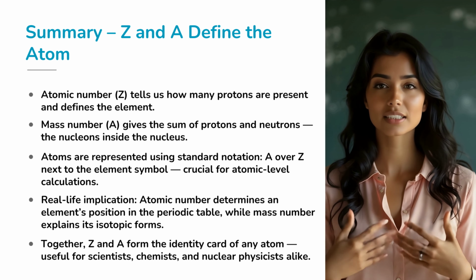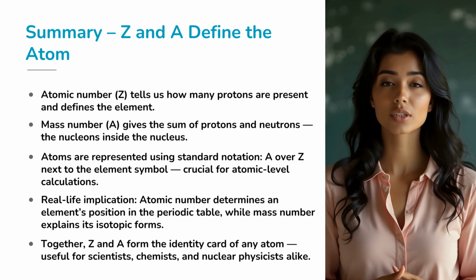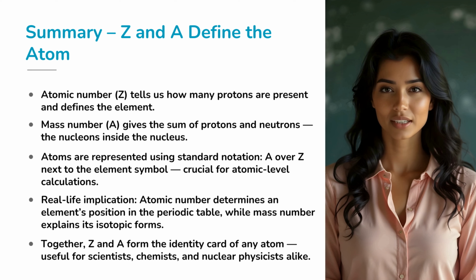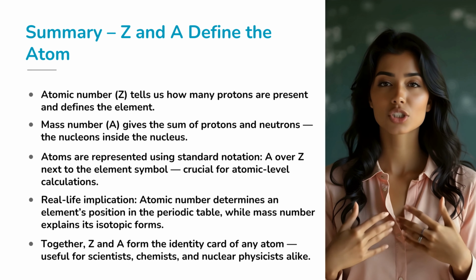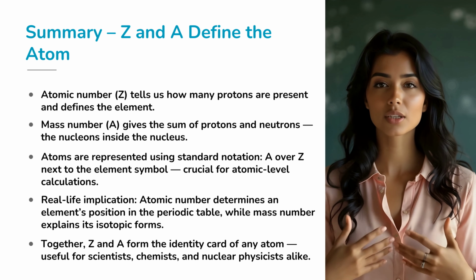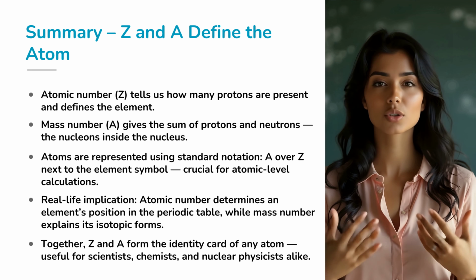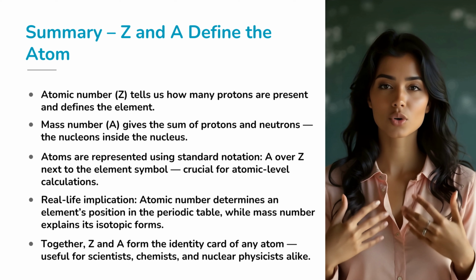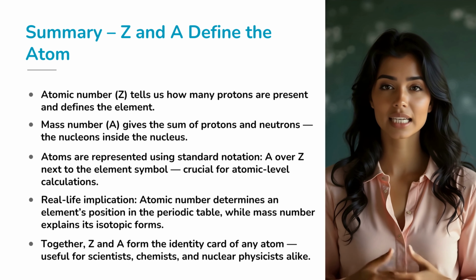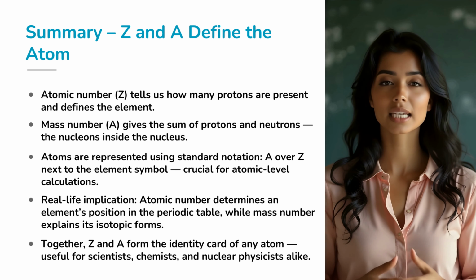There's no switching this. The mass number A is the total number of protons and neutrons. It's what makes the atom heavy. We've also seen how to write this information as atomic notation, with A above and Z below the element symbol. This basic understanding is your entry into the world of atomic structure, isotopes, radioactive decay, and more. These two numbers, Z and A, are not just labels, they're keys to the atom's identity and behavior.